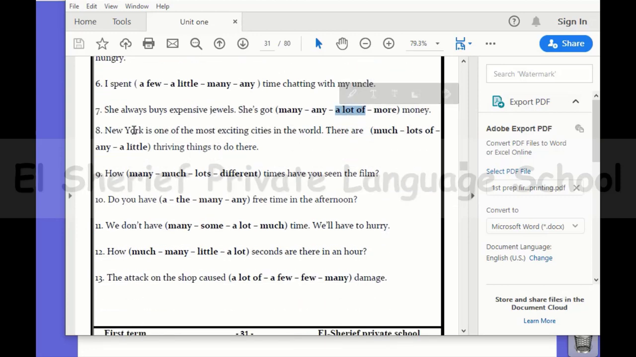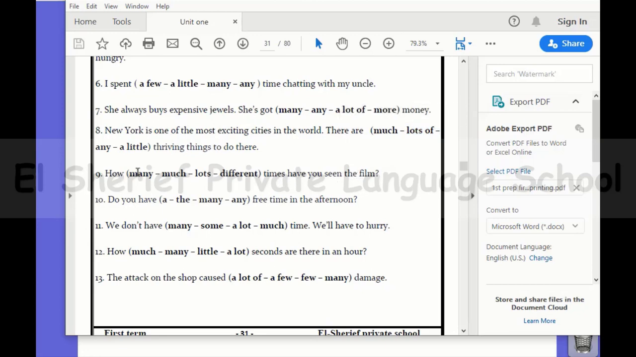Number 8. New York is one of the most exciting cities in the world. There are thriving things to do there. So there are lots of. Number 9. How times have you seen the film?